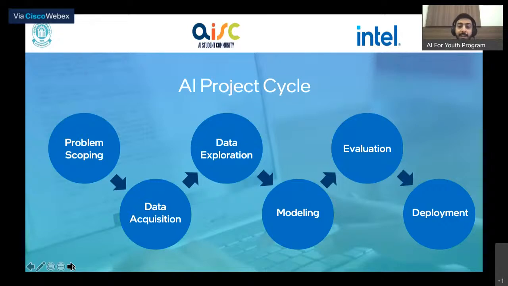Next, we have data acquisition. Let's split this term into two: data and acquisition.